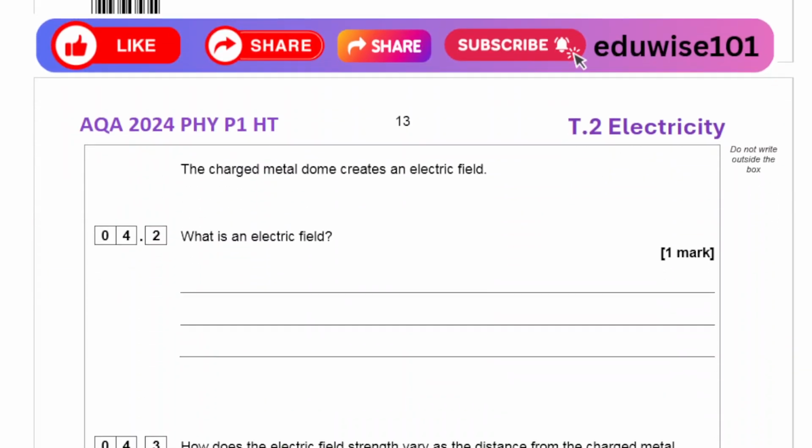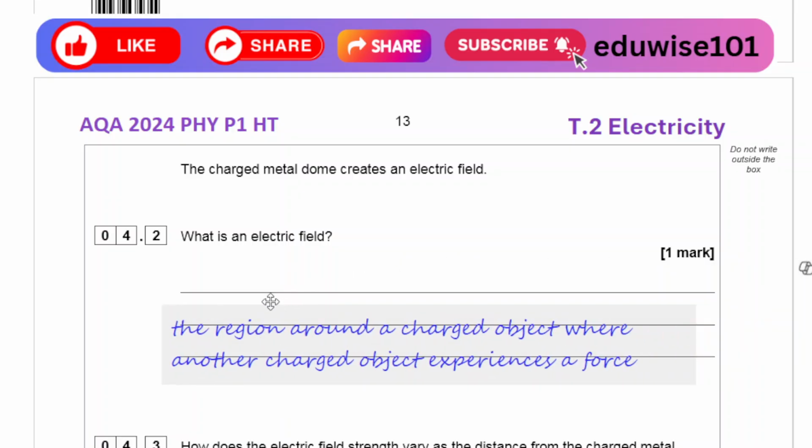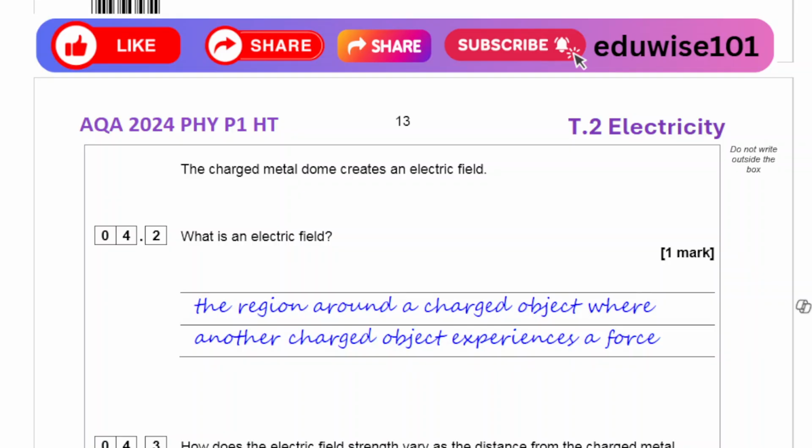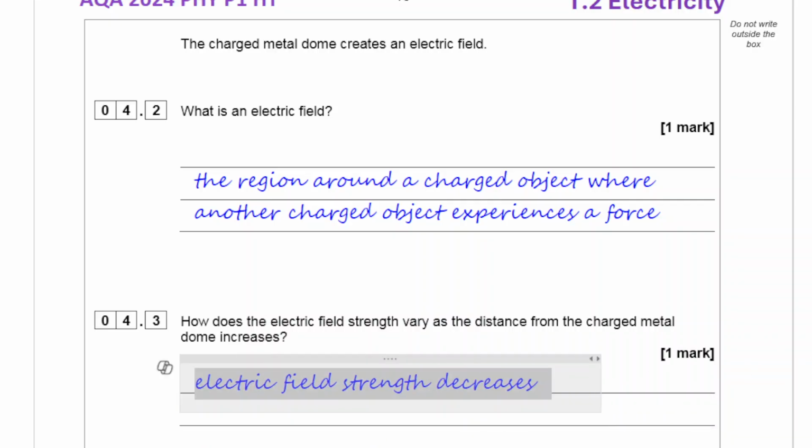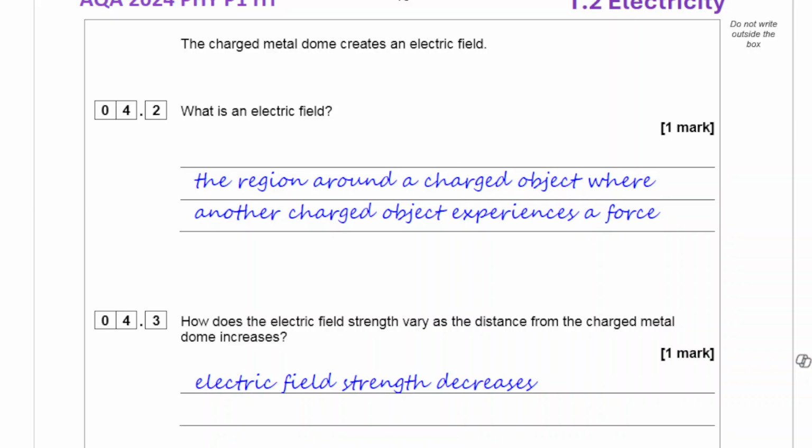The charged metal dome creates an electric field. What is an electric field? Similar to the gravitational field or the magnetic field, it is a region around a charged object where another charged object experiences a force. How does the electric field strength vary as the distance from the charged metal dome increases? Well, it's strongest near the metal dome, so the further you move, the lower it is. Electric field strength decreases.